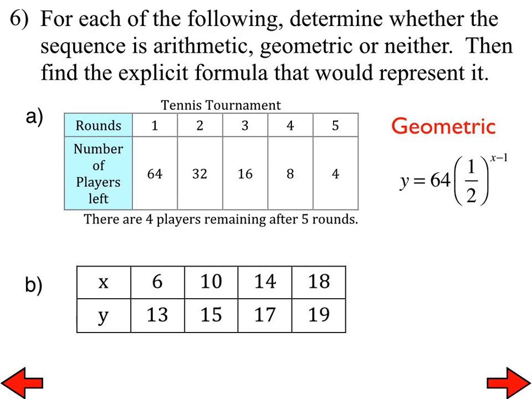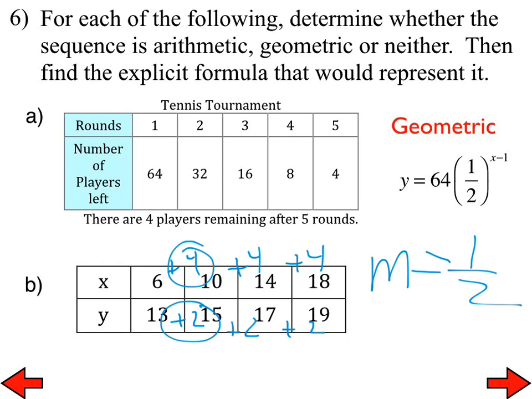But look, for the x values, we're adding 4. Y values, we're adding 2. Adding 4, adding 2, adding 4, adding 2. That tells us that it is an arithmetic sequence. And back when we first dealt with linear functions, this method is kind of how we figured out what the linear function should be. So the difference of the y's over the difference of the x's tells us that the slope has to be 1/2.